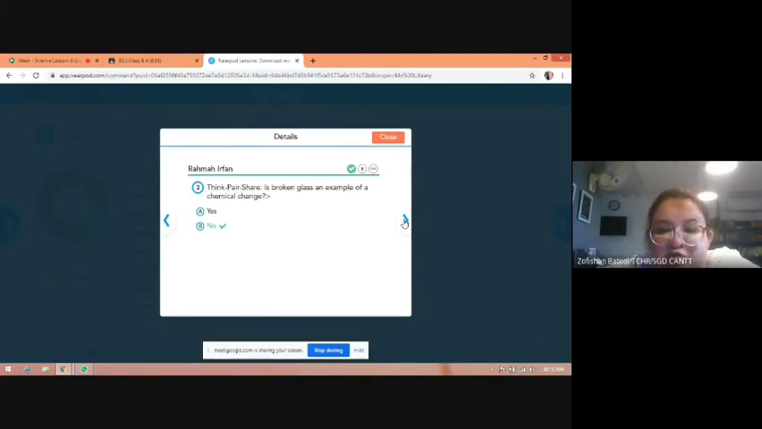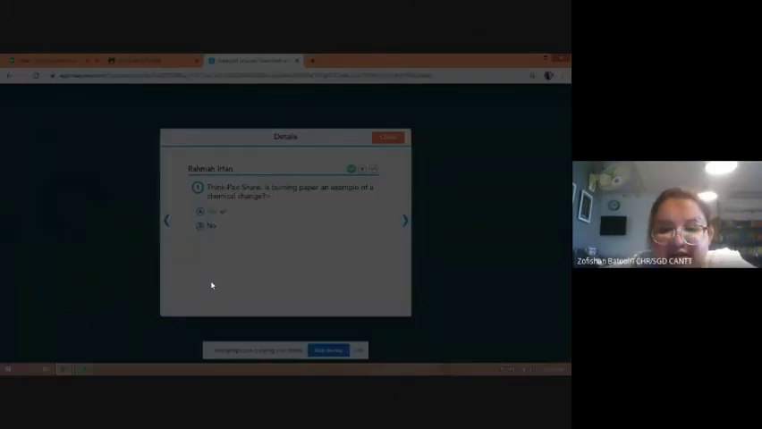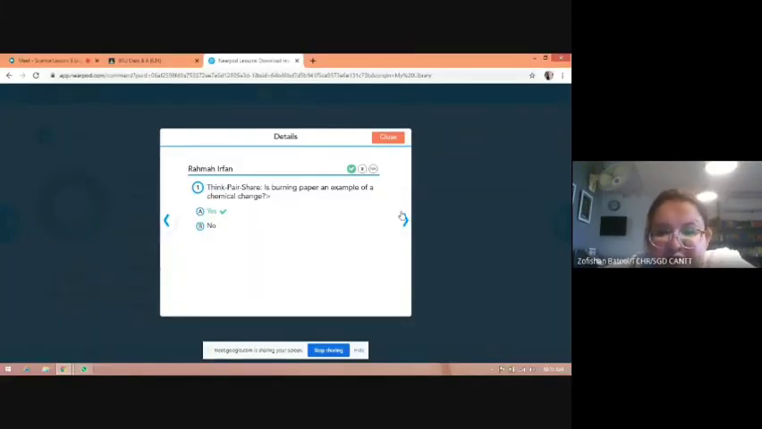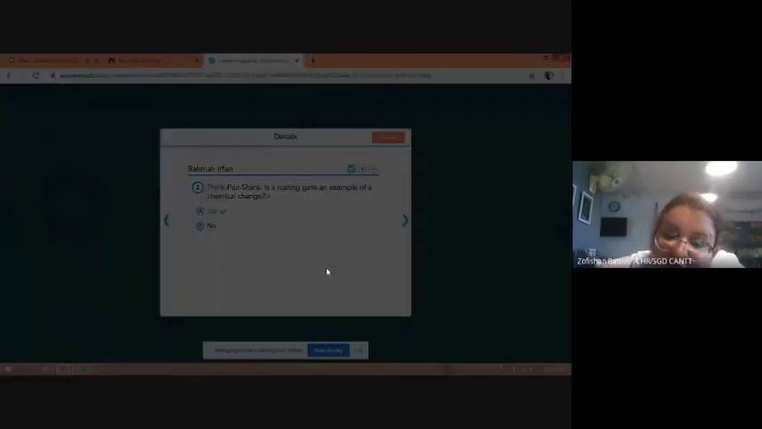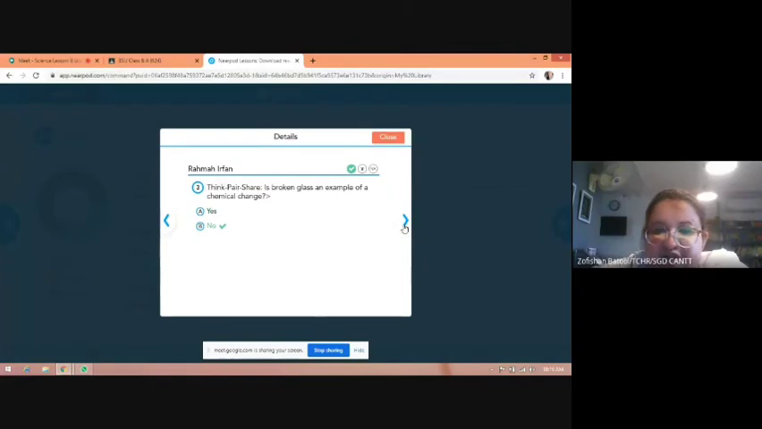And is broken glass an example of a chemical change? Is moldy bread an example of a chemical change? Is burning paper an example of a chemical change? Okay, so it's interesting. By the way, burning paper is an example of a chemical change. Rusting gate is also an example of a chemical change. Then I'm reading out Rahma's answers, and they're almost all correct.